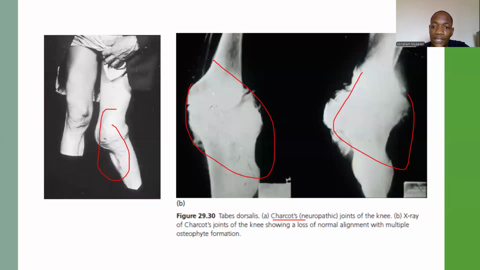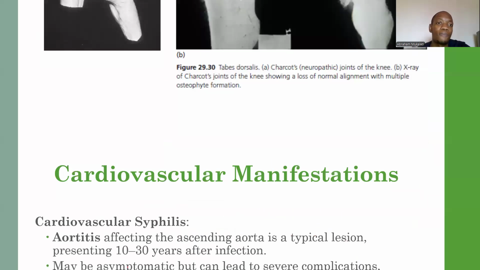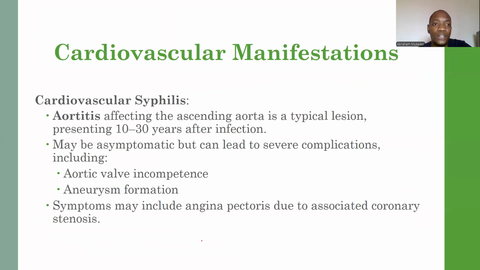Those are the X-rays that we're showing: abnormal alignment of the joints because of the damage to the ligaments that are supposed to keep the joint in shape. At the same time, you have lytic involvement. You are destroying the components of the bone by the bacteria, so you get that particular manifestation. And we call them the Charcot joints.